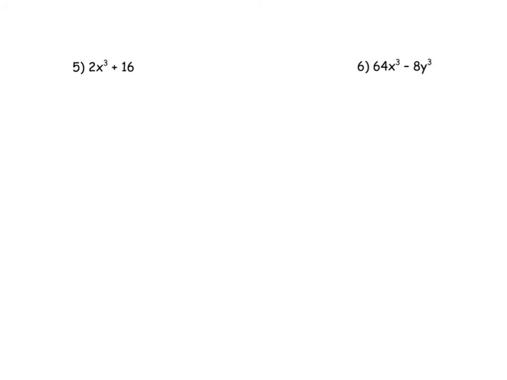Let's look at number 5. So if you notice number 5, it's a sum. So you're probably thinking that it's a sum of 2 cubes. However, 16 is not a perfect cube, right? It's not on that list from the page from before, and neither is 2. So that should be ringing a bell that we might have to do something else.